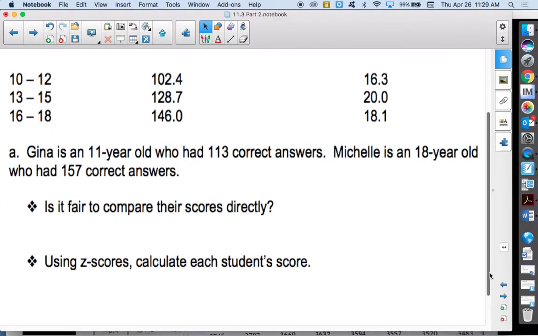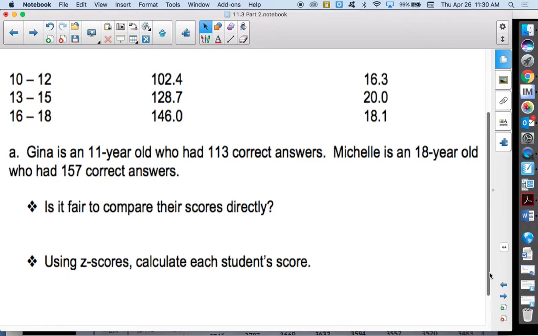Is it okay to compare their scores directly and say, well, Michelle obviously is smarter since she has 157 correct? I mean, yeah. She has more experience, so she better have more correct, right? Also she is smarter than. You think so? I mean, you're smarter than me, and you're older than me, so.